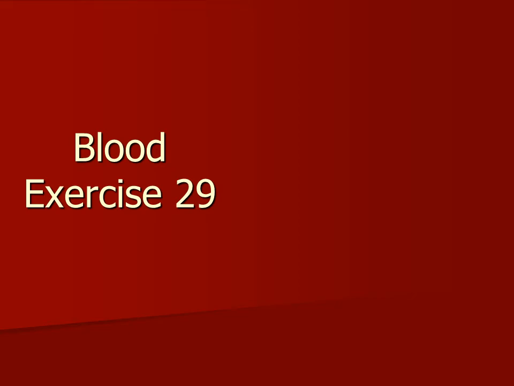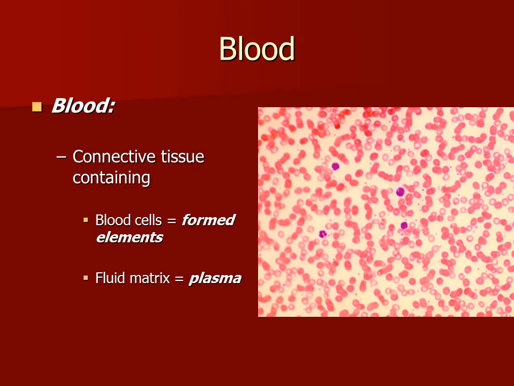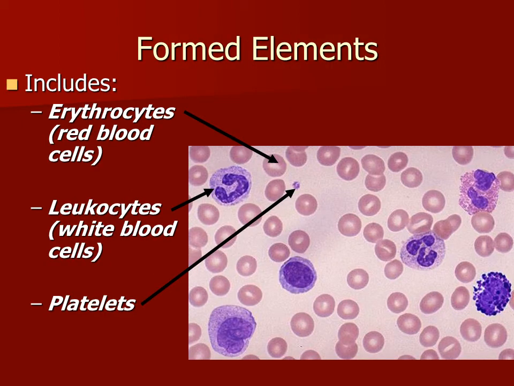This exercise deals with the blood. We're going to look at the components of the blood and then, at the end, how you type blood. Blood, remember, is classified as a connective tissue. The formed elements are the actual blood cells and the matrix would be the plasma. In this case, the matrix is fluid.